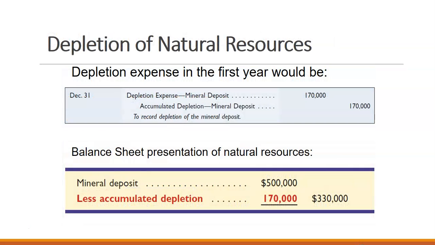So we would have our depletion expense in the first year of $170,000 and accumulated depletion of $170,000. We would show on the balance sheet that we have an asset of a mineral deposit and any accumulated depletion recorded against that mineral deposit.